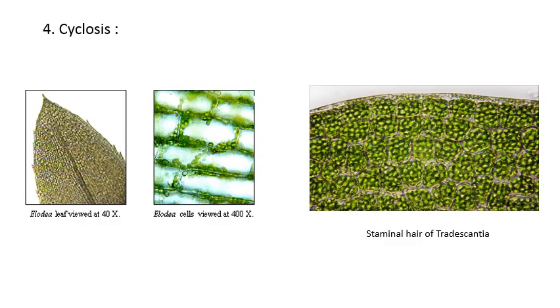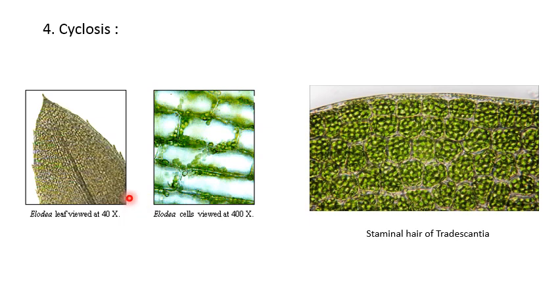Next one is cyclosis. This is not locomotion exactly, as there is only internal movement of the organelles within a cell. The complete plant body doesn't move here. This is seen in some hydrophytes like Elodea, Hydrilla, etc. In this type we have two types.